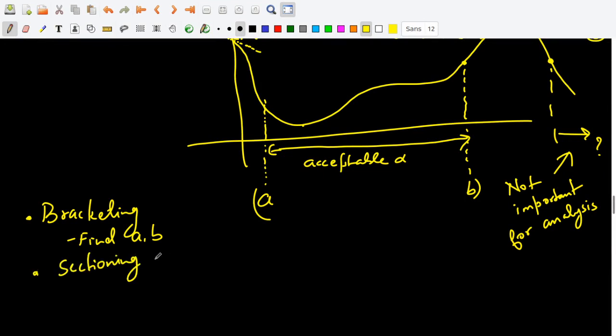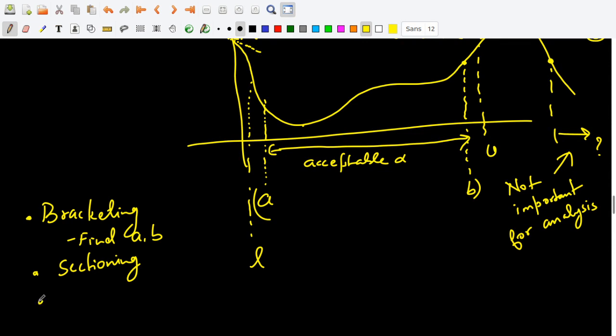Once you have found A and B, then you may want to make it smaller and smaller so that you get somewhat better solutions. So finding an interval that contains A and B. More precisely, what bracketing does is it finds a bracket within which I know that some points would definitely be acceptable, but maybe not all. And then once you know a bracket, you need to refine it further by taking smaller intervals inside, and that is done in sectioning.